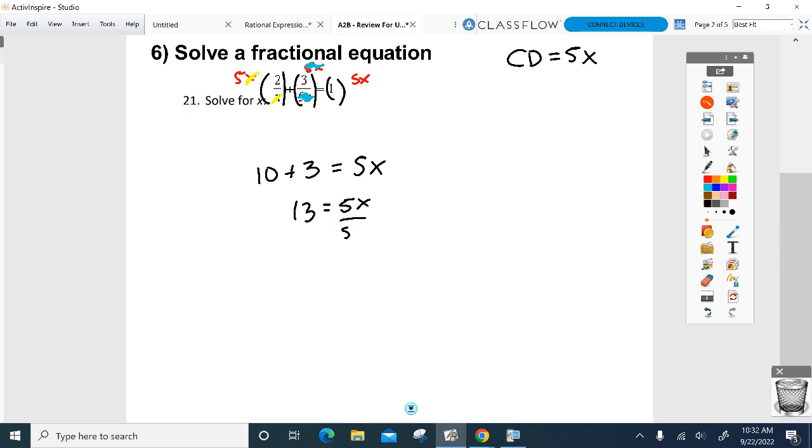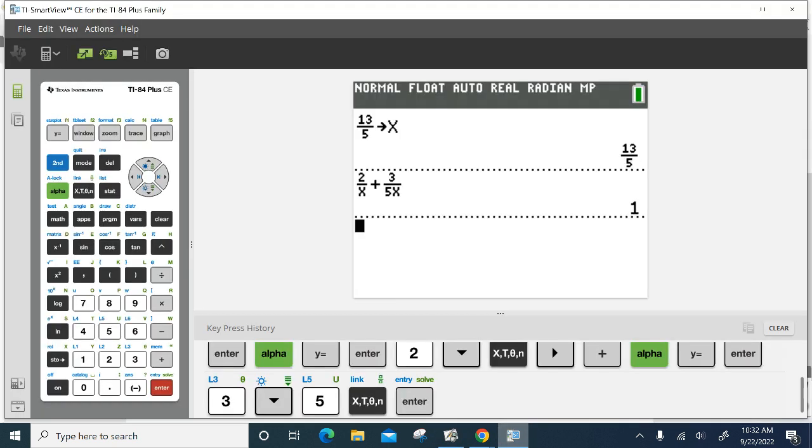Divide by 5. X equals maybe. And we can check it. I want you to check it tomorrow. How do I check it?